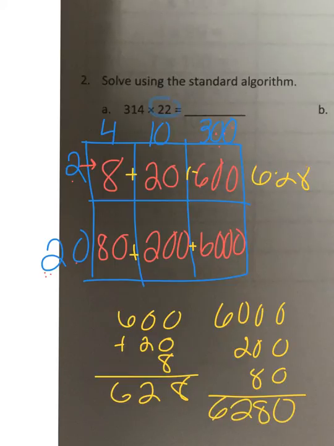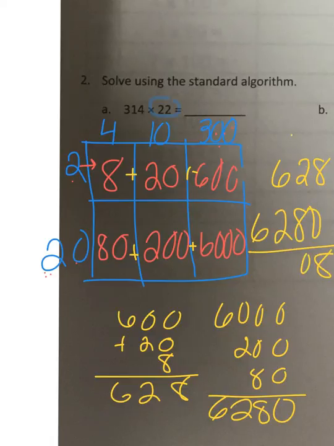See, I've got to rewrite this a little bit so I have enough room up here. Eight, 0, 1, 9, 6. So my final answer, my total after I add my partial products, is 6,908.